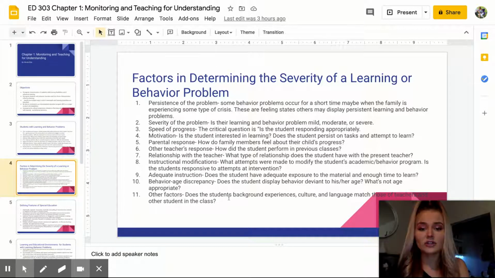Adequate instruction, does the student have adequate exposure to the material and enough time to learn? Behavior, age discrepancy, does the student display behavior deviant to his or her age? What is not age appropriate? And other factors, does the student's background, experiences, culture, and language match those of the teachers and other students in the classroom?